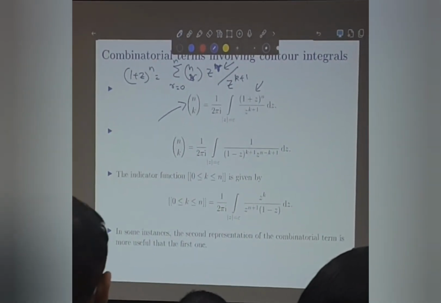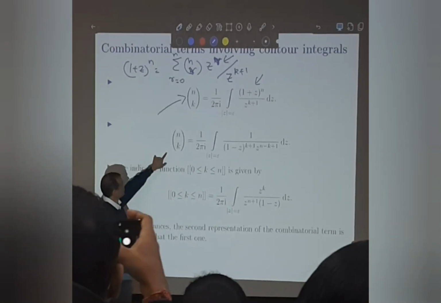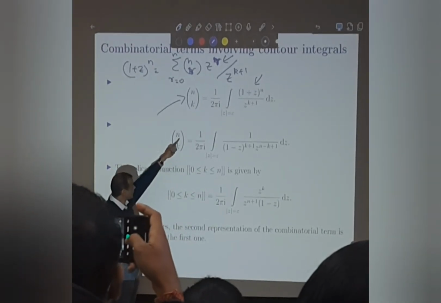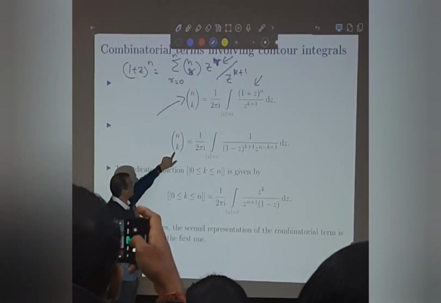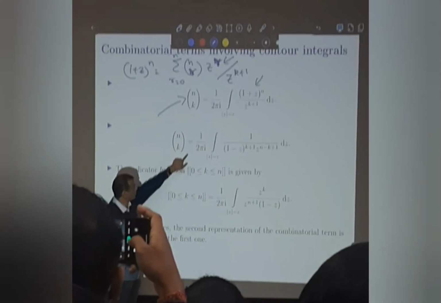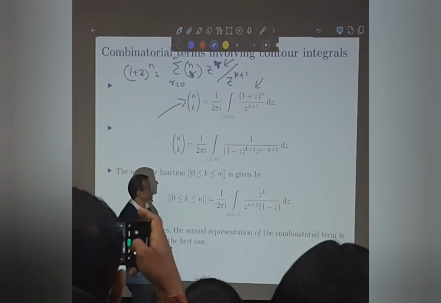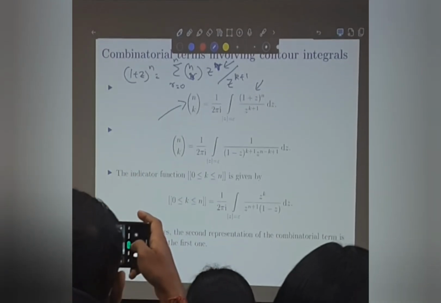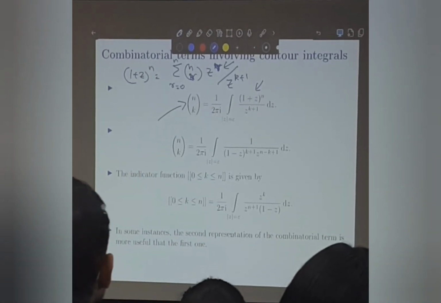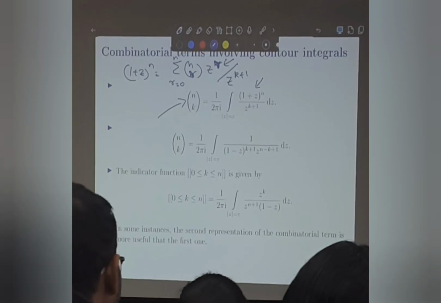Okay. Now in some instances the following is going to be useful. So instead of looking at that representation, I can look at this representation. N choose k is equal to 1 over 2 pi i, integral of 1 over (1 minus z) to the k plus 1, z to the n minus k plus 1 dz. I will come to this in just a second. Actually, I will tell you why this is true.